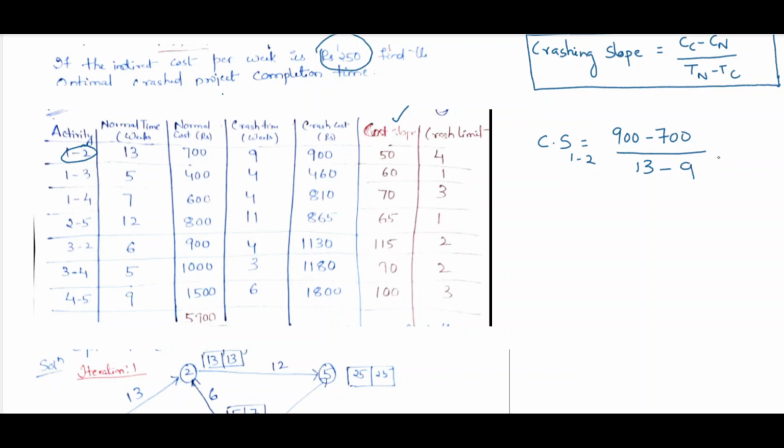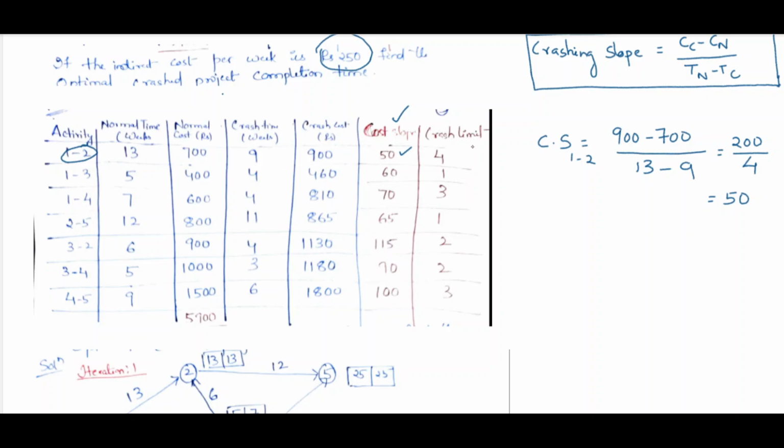So if we solve, it is 200 divided by 4, which is equal to 50. So this is how the cost slope is 50. Likewise, we will compute for activities 1-3, 1-4, 2-5, 3-2, 3-4 and 4-5.